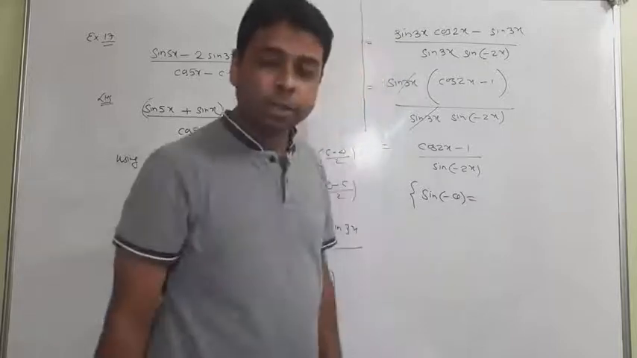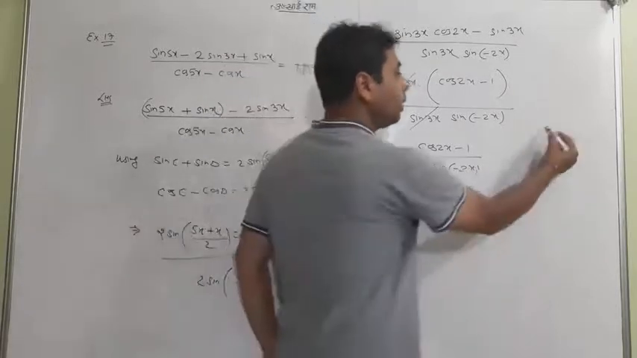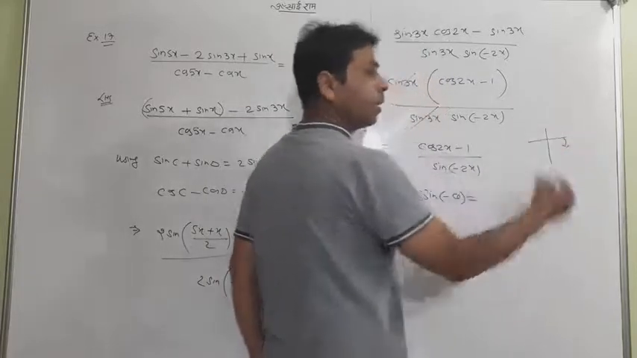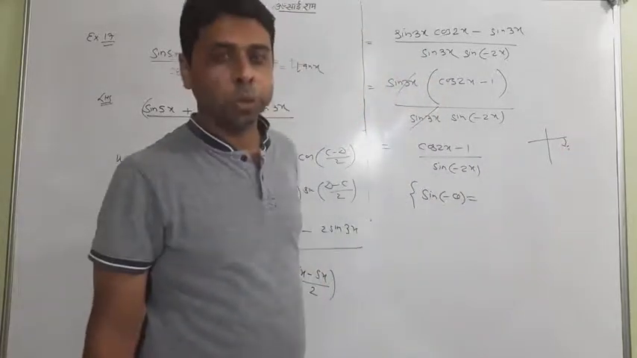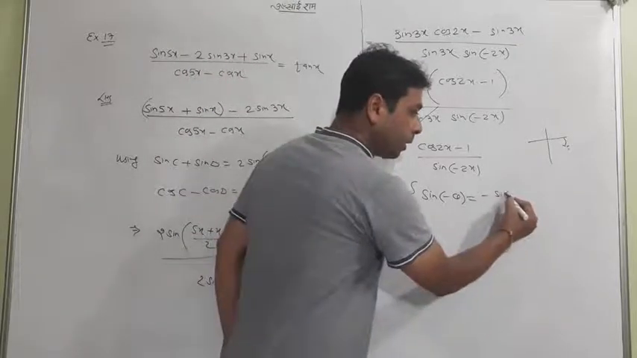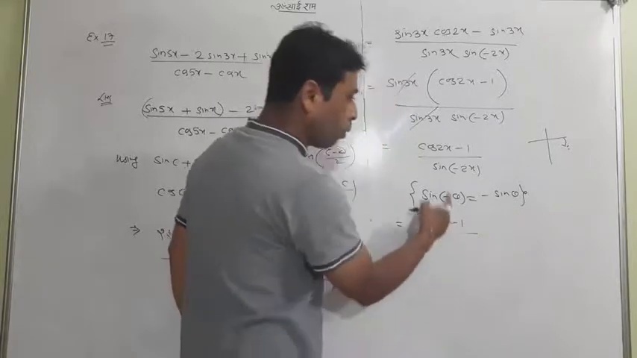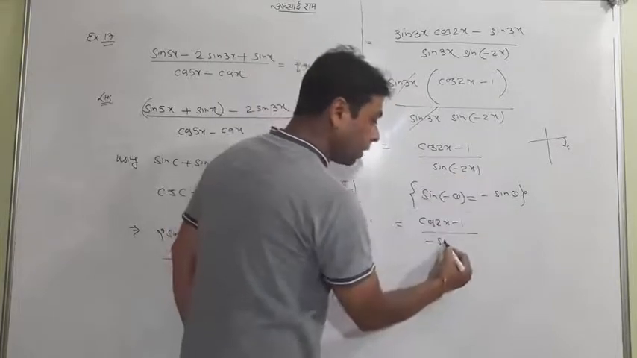In the quadrant system we read it. Sin of minus theta, in which quadrant is it? It is in the fourth quadrant. In the fourth quadrant, which is positive? Cos positive, sec positive, sin is negative. So sin of minus theta is minus sin theta. So use it: cos 2x minus 1 upon sin of minus 2x will be minus sin 2x.